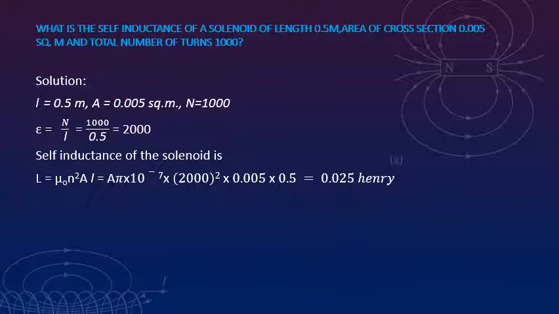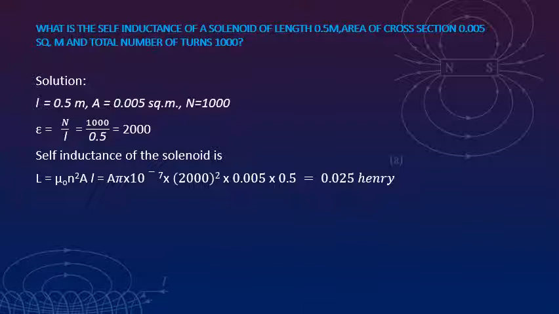So we can calculate number of turns per unit length, that is small letter n. Small letter n is equal to capital N by L, that can be written as 1000 divided by 0.5, that will be equal to 2000. Thus, self-inductance of a solenoid is given by the formula capital L is equal to mu naught n square into A into L.